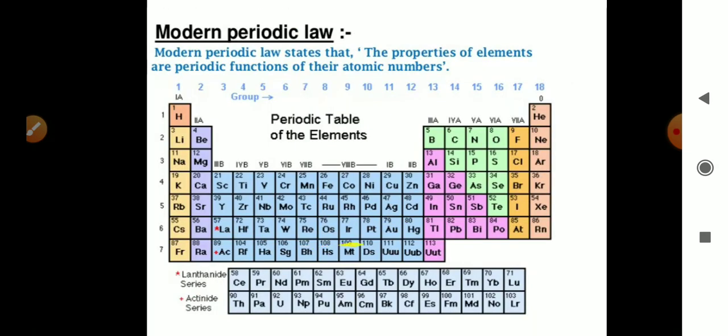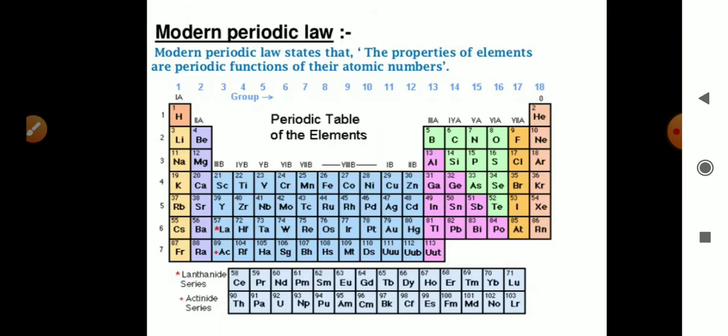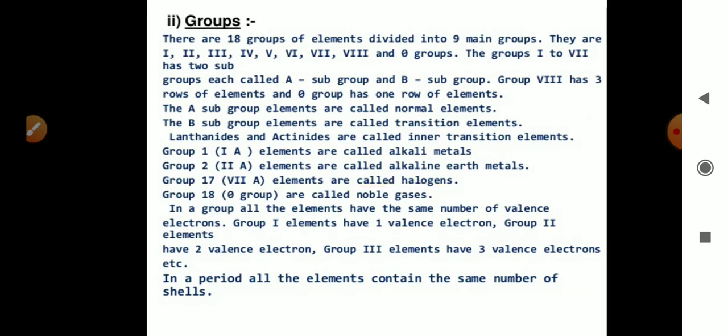We studied here the modern periodic law. The modern periodic table was given by Henry Moseley. Periodic law is that the properties of elements are a periodic function of their atomic masses. Here we studied the structure of the periodic table. 7 periods and 18 groups are there. Then we studied the periods and groups, different properties of periods and different properties of groups. Okay, so that's all for today. We'll continue in the next lecture. Thank you.